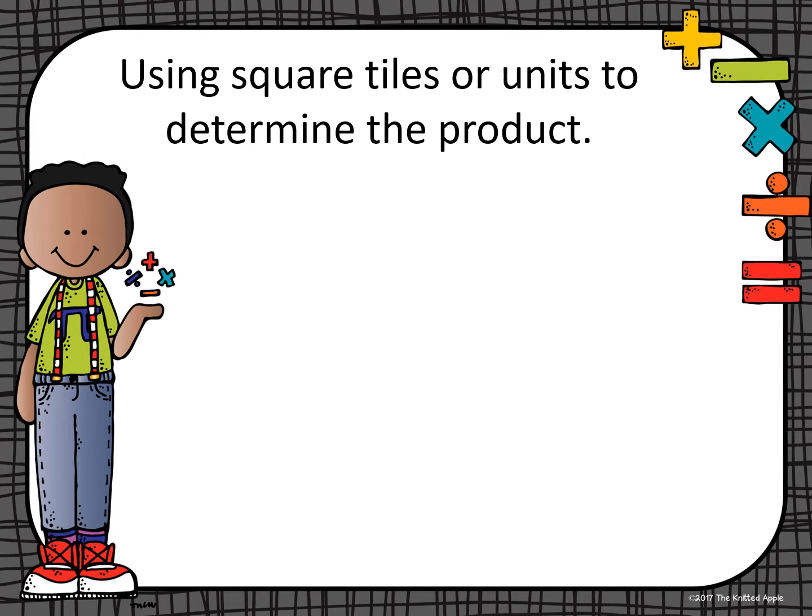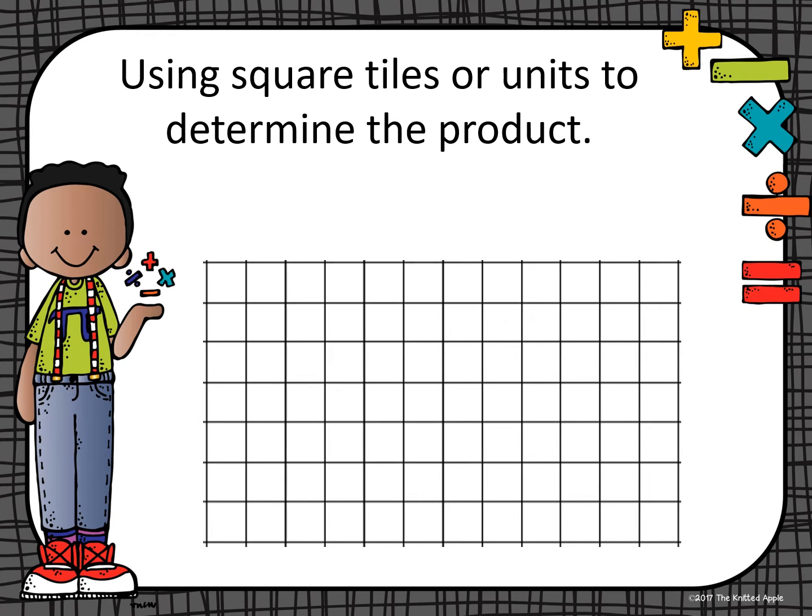So now let's look at using the square tiles or units on a grid to determine the product. So this is just another tool to use to be able to find our product using our multiples of 3. So we have a grid. And our multiplication equation is 3 times 7, or 3 rows with 7 in each row. So if I were going to show or represent this on a grid, I would have 3 rows and 7 square units, or 7 squares in each row.